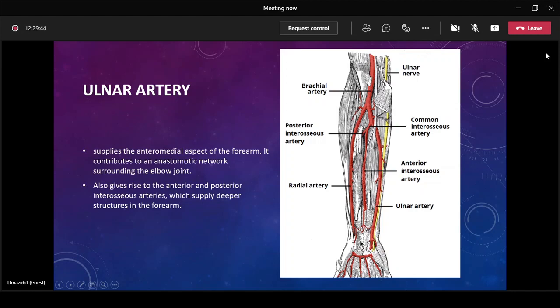Ulnar artery and superficial palmar arch, radial artery and the deep palmar arch, and various other front and dorsal, superficial and deep, dorsal carpal and palmar arches. They are the separate ones.